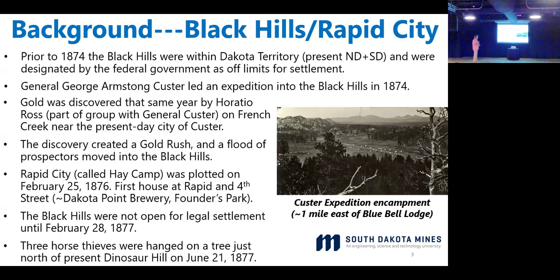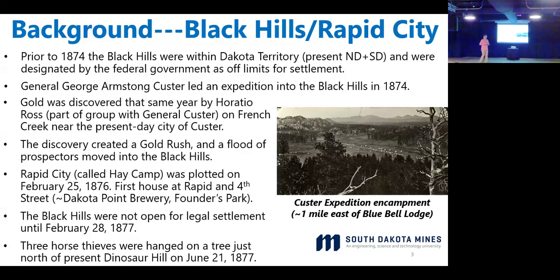We started out in Dakota Territory. Prior to 1874, the Black Hills were within Dakota Territory, but the federal government wouldn't allow people into the Black Hills. And in 1874, Custer, of course, led an expedition into the Black Hills. And you can see this in the picture on the right, an encampment about 1 mile east of Bluebell Lodge there.